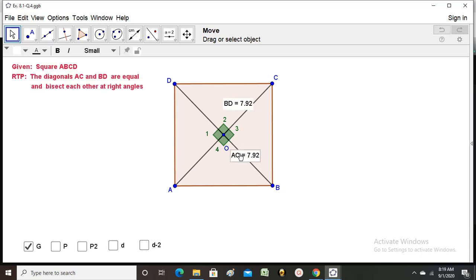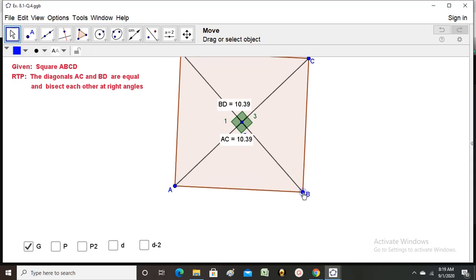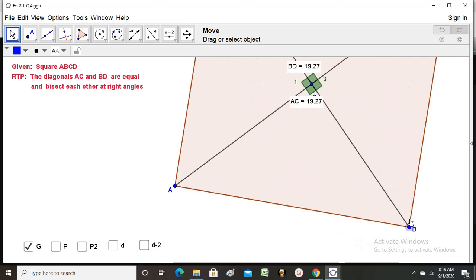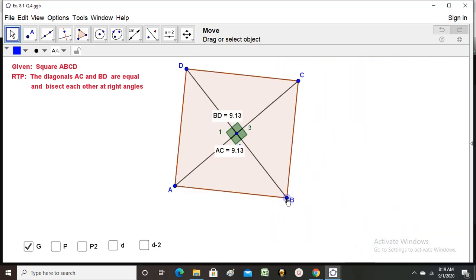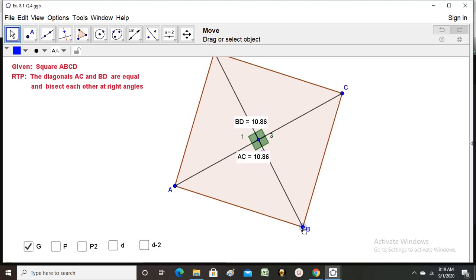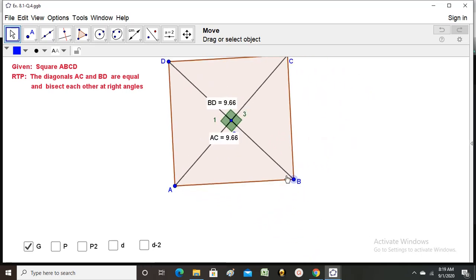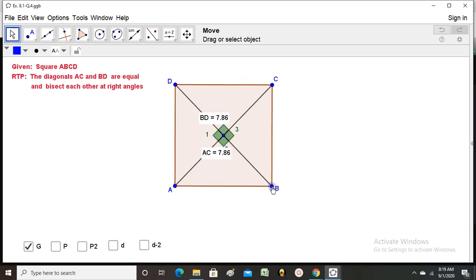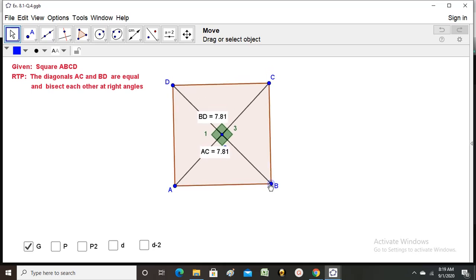You can check AC and BD. Now, is it happening only for this particular square, or will it happen for any square? It will happen for any square. You can check this one. I am enlarging the square and checking. You can see both are changing with the same measurements, is it not? That means it is true for all squares. In a square, the diagonals are equal, and they bisect each other at right angles.